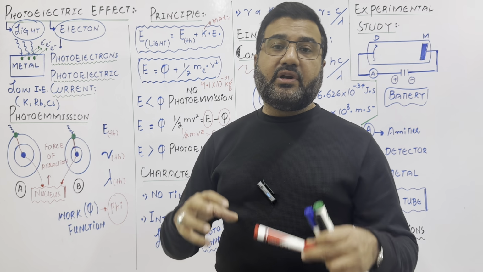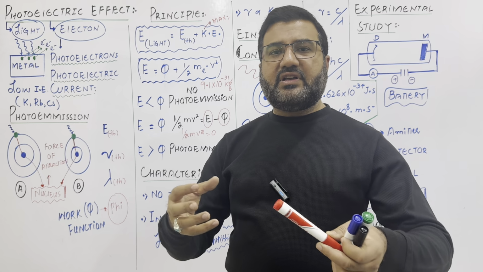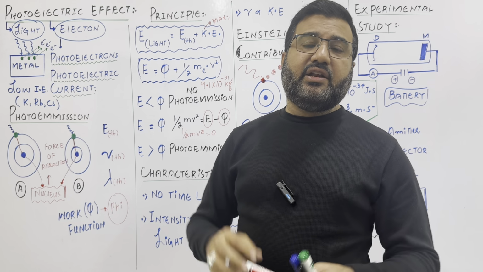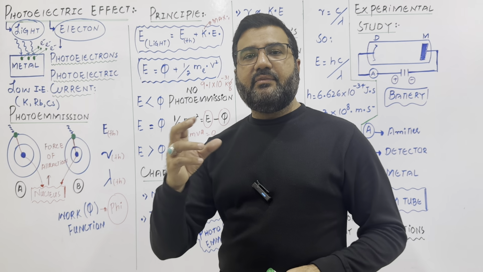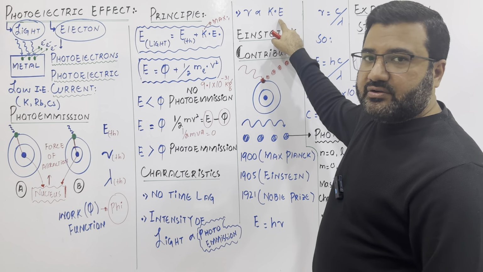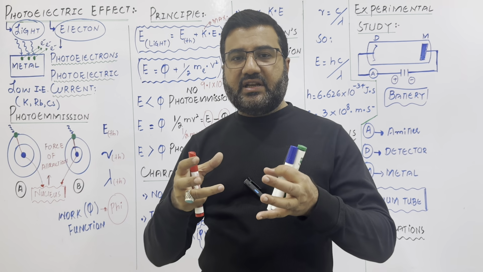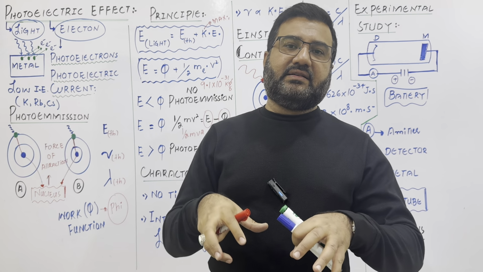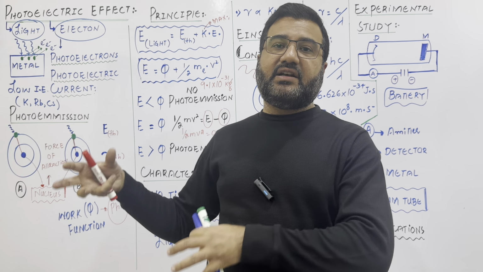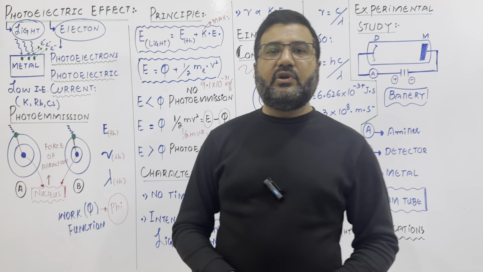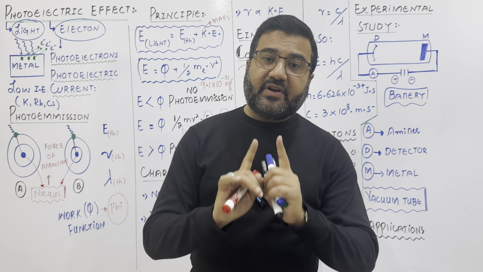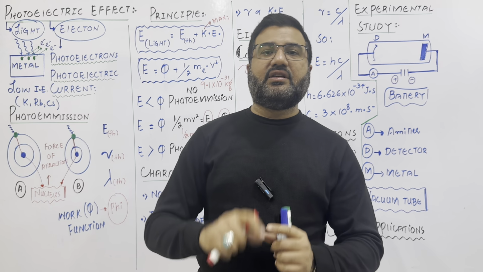be having more kinetic energy because some of the energy of that light will be used to break the nuclear force of attraction, and the remaining energy will be stored as kinetic energy of the electron. So if you are using brighter light, then there will be more number of photoelectrons ejected from the metal and more photoelectric current will be produced. But there will be no effect on kinetic energy of electron.